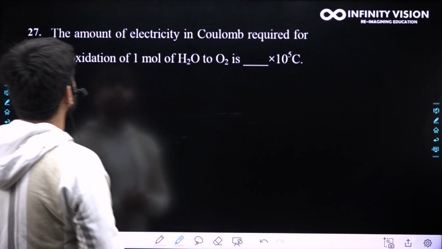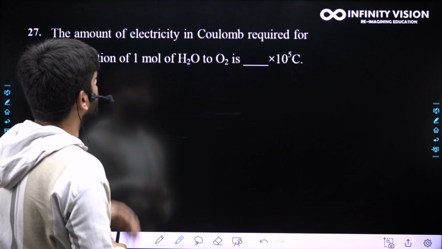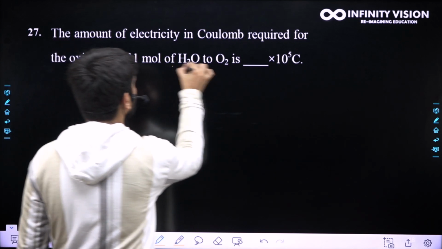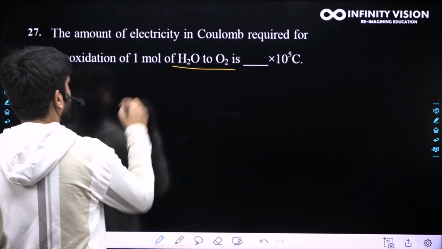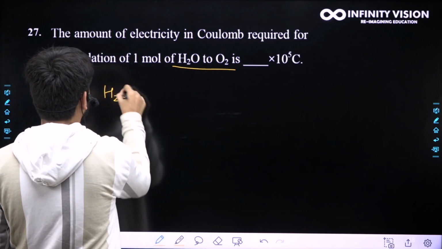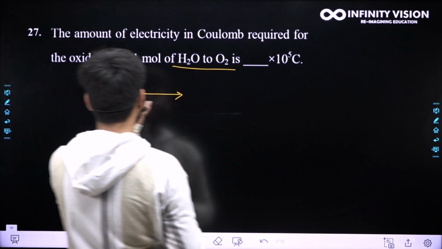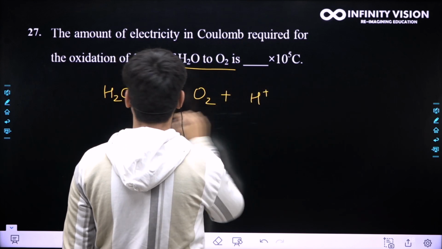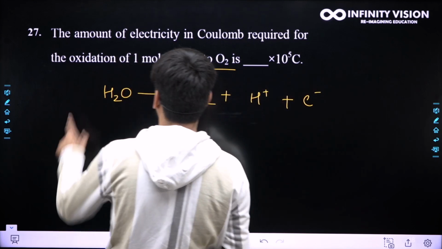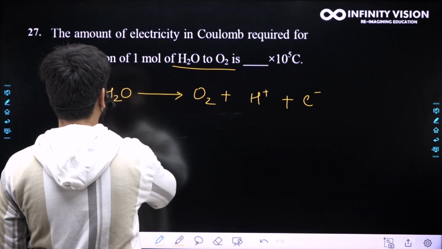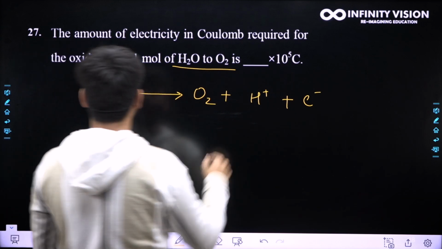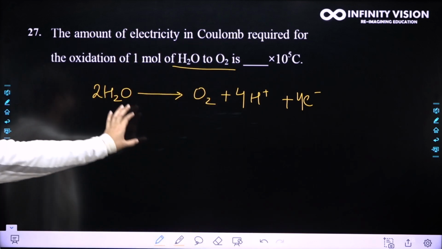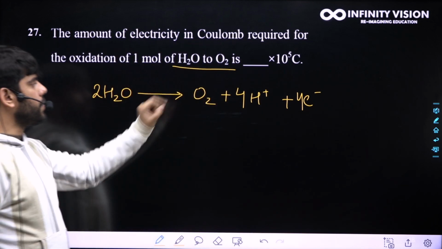The question is, the amount of electricity in coulombs required for the oxidation of 1 mole of water to oxygen. All right, so we can write the equation for the oxidation of water: 2H2O gives O2 plus 4H+ and 4 electrons. So this is the reaction for the oxidation of water to oxygen.